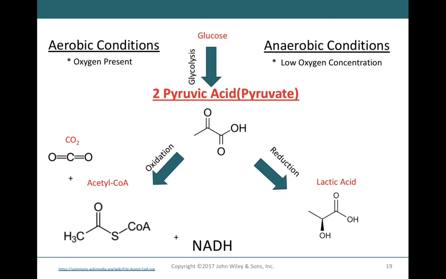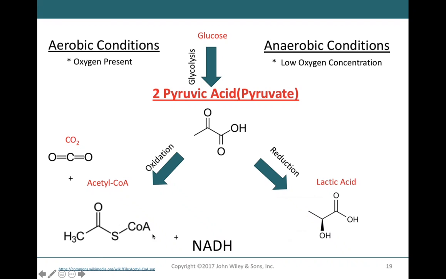Now there are 2 other byproducts of the formation of acetyl-coenzyme A, and those byproducts are CO2 and NADH. So for every 1 molecule of pyruvic acid that comes out of glycolysis, that's going to give us 1 molecule of acetyl-coenzyme A, 1 molecule of NADH, and 1 molecule of CO2. CO2 is a waste product that we need to release from our body, and NADH is going to be another one of those coenzymes that's going to carry energy to our final step.